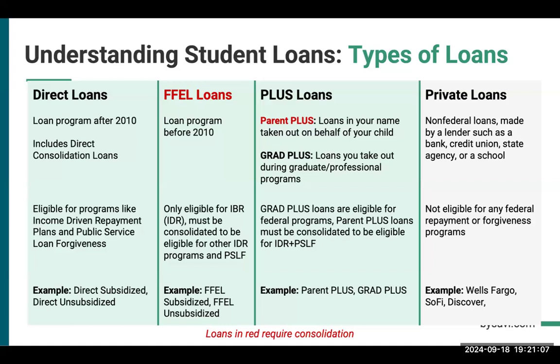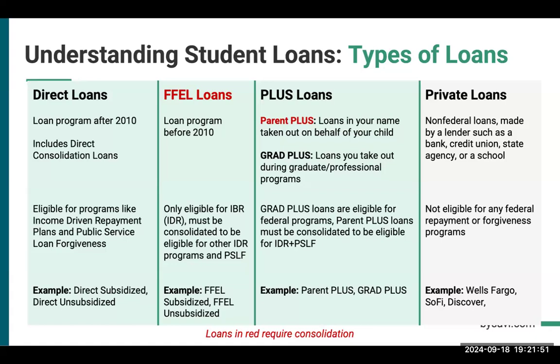Okay, lastly, I just want to touch on private loans. So of all the student debt out there, you know, 1.74 trillion of it, 90% of it is federal, right? So only about 10% is private. But many borrowers have a combination of both federal and private loans because they've needed to take out private loans after they've exhausted their federal options, myself included. When it comes to private loans, all right, these are obviously non-federal loans that are issued by a commercial lender, such as a bank, credit union, state agency, or maybe even your school or university, okay? So some examples include Wells Fargo, SoFi, Discover, Chase, things like that.